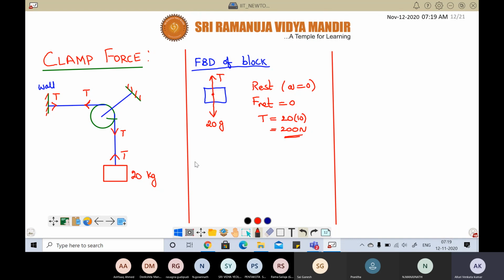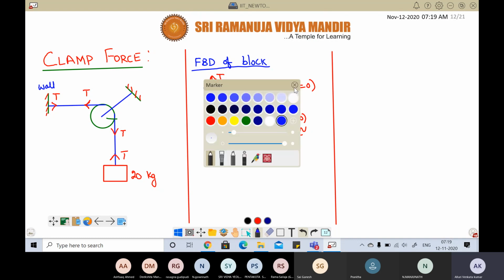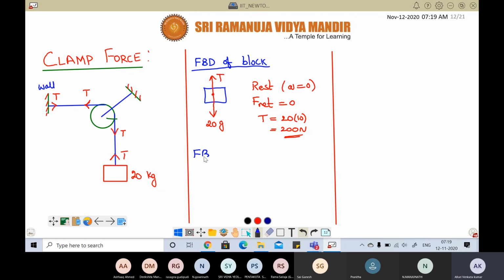Next, how to draw the free body diagram of the pulley? That means we have to draw the forces acting on the pulley. Let us say this is the pulley. How many forces are acting? If this pulley has mass, then we can write gravitational force as mass of the pulley into g. But right now this is an ideal pulley, so it will not have any mass, so we don't have to draw the gravitational force.